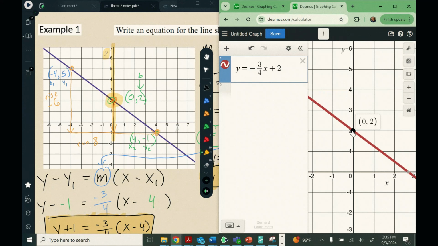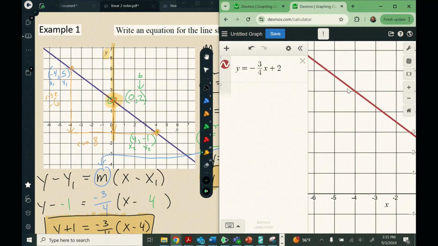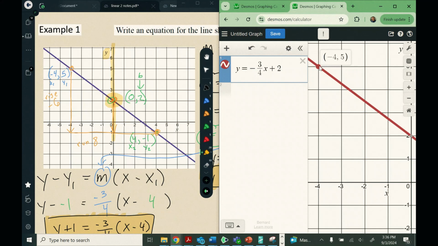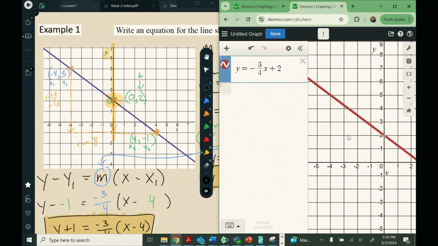Now also, what were the other points? Let's look. All right, there's a good zoom. This point was, okay, take a look at that. That point is negative 4, comma 5, which is also the same point that we have here, negative 4, comma 5. So this is looking good. This looks like the exact same graph.